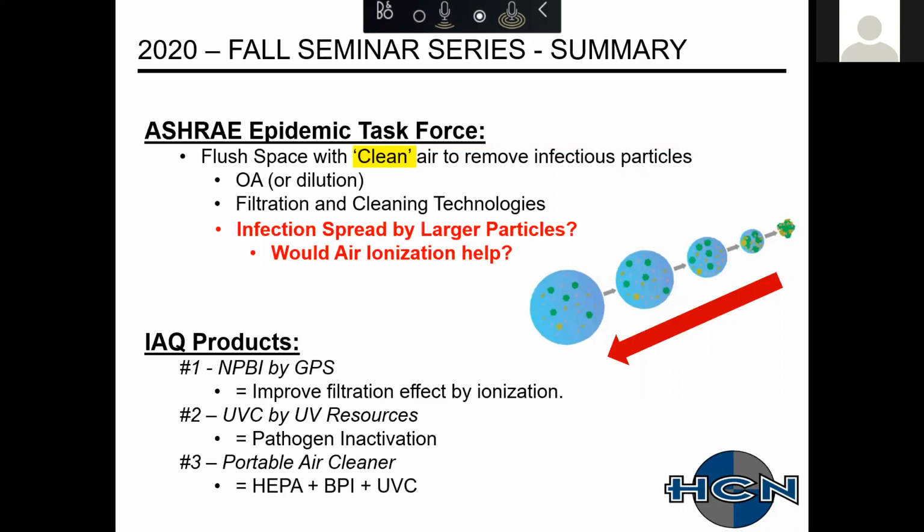And then lastly, HC&I has these indoor air quality products available. The needlepoint bipolarization by GPS. You'll improve your filtration effect using air ionization. We have UVC lights for pathogen inactivation. And then we have 3 or 4 different portable air cleaners that have all different price points, sizes, and availabilities, and also what options are available inside of them.